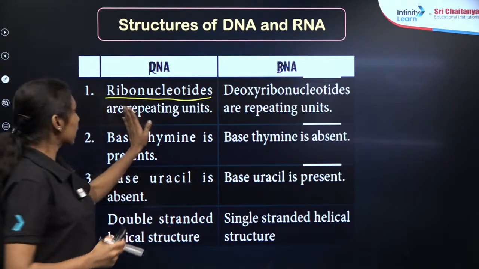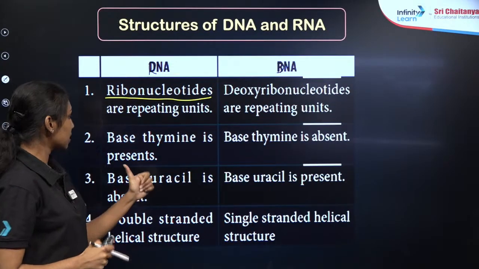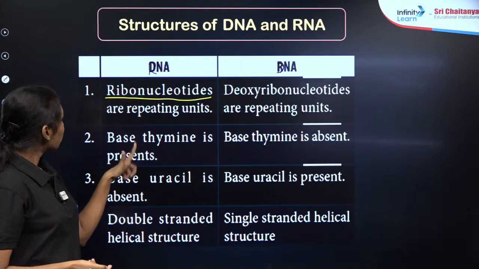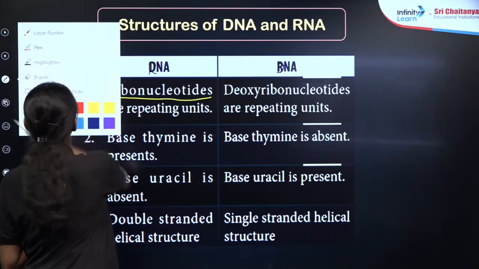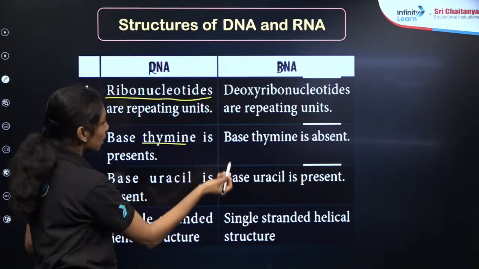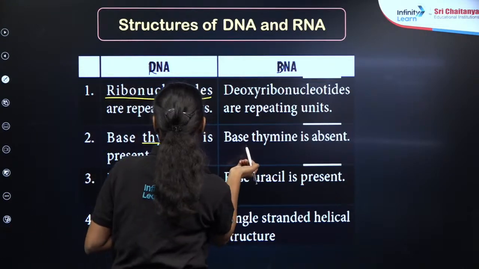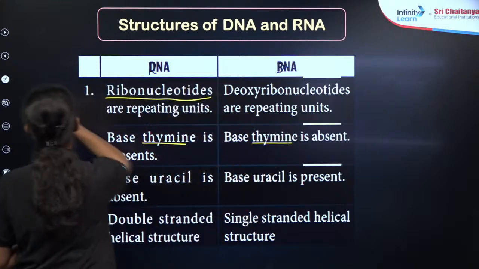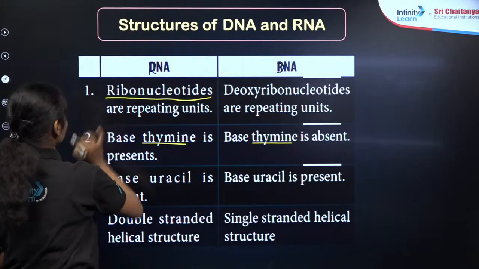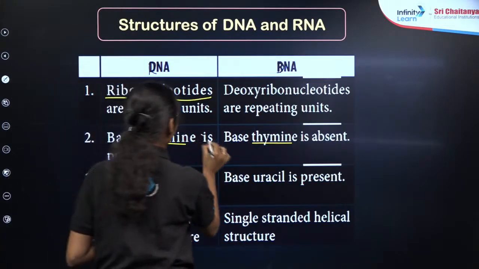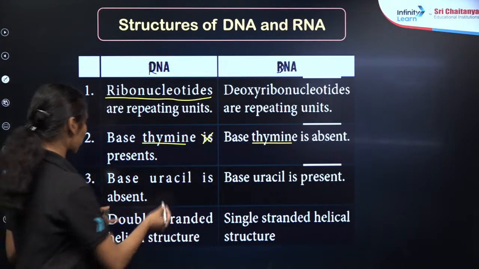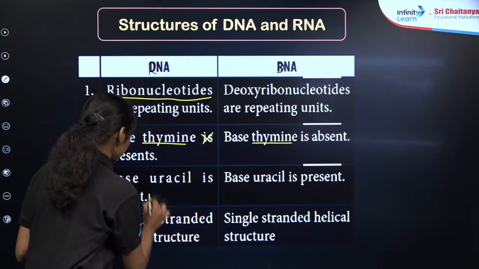Right? In the case of RNA, ribonucleotides are the repeating units. Then in DNA, it will be deoxyribonucleotides. Then what about the base here? Here the base will be thymine, while in DNA it will be absent, right? Okay, in the case of RNA, instead of thymine, uracil is present, right? Uracil is present.